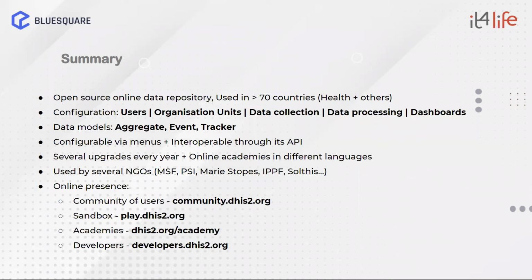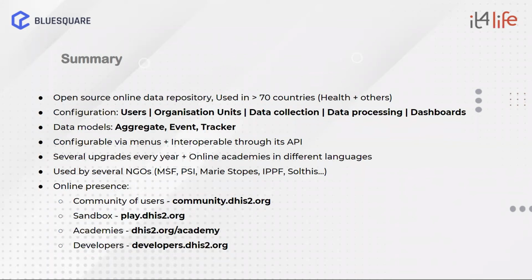For configuration, you can configure users, organization units, your data collection system, data processing, the dashboard. In this data model, we saw aggregate, event, tracker. You can either configure everything through menus, but also work with the API. There are several upgrades per year, but also online academies in different languages. You can learn online, at least for the first steps.